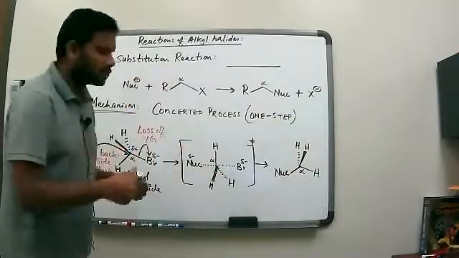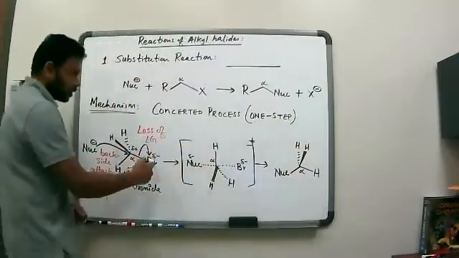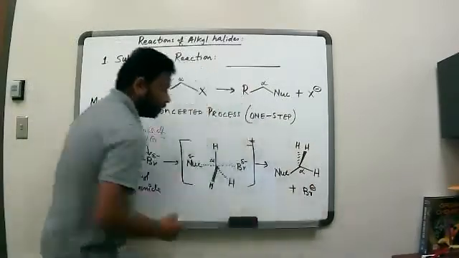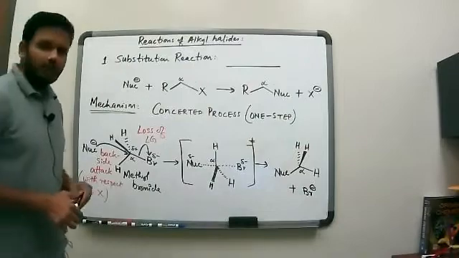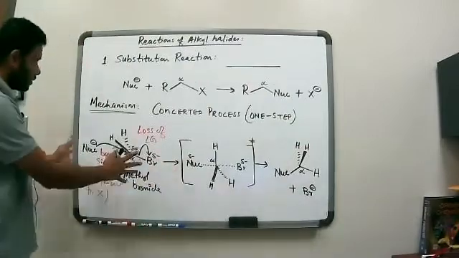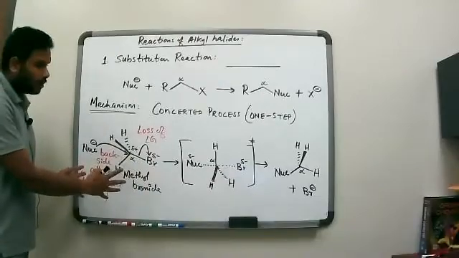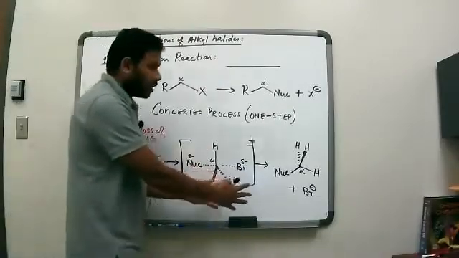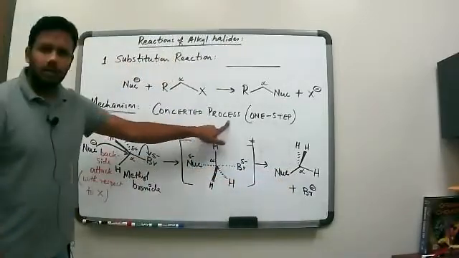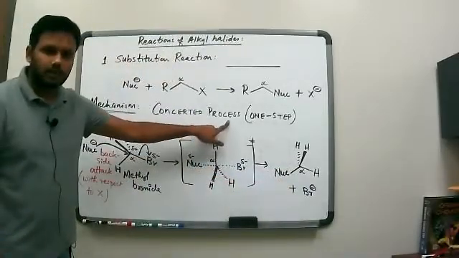The tetrahedron is inverting, and plus we are going to get the halogen out. So it's all happening in one step. There's no other step. We start with reactants on one hand, we have a transition state, and we end up as products on the other side. So this is a concerted process.